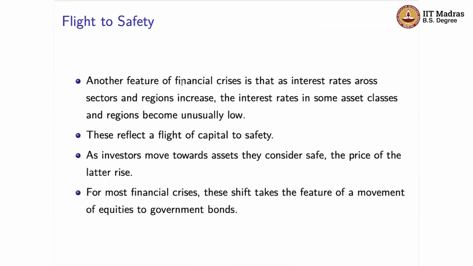So whenever you've got situations where certain assets become risky, investors often liquidate their positions in those assets and move towards assets that they consider safe, right? Because you have a lot of money flowing in towards those safe assets, the price of those assets is going to rise, and therefore the interest rate of those assets is going to fall, right? Now, for most financial crises, what this usually means is a movement, for instance, away from the stock markets towards government bonds, which are considered safe.